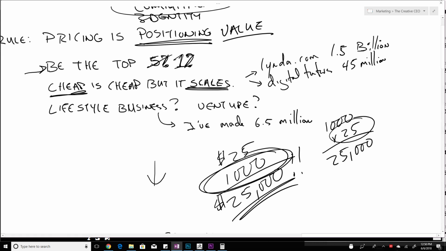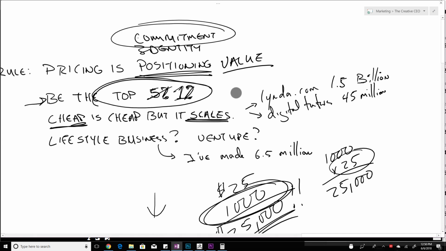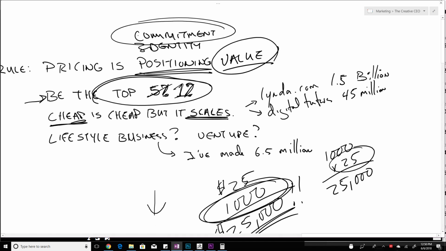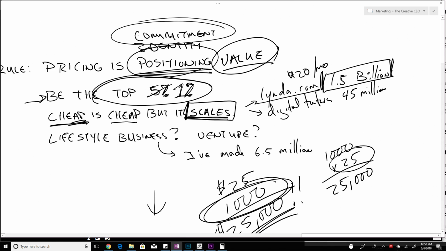But you have to commit to be in the top 1%, which is, are you committed to adding that value? Are you committed to positioning yourself in that position? Now, cheap is cheap. It does scale, right? Lynda.com, $20 a month. They sold for $1.5 billion.